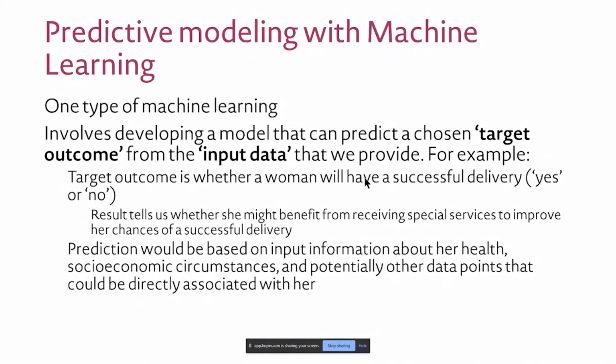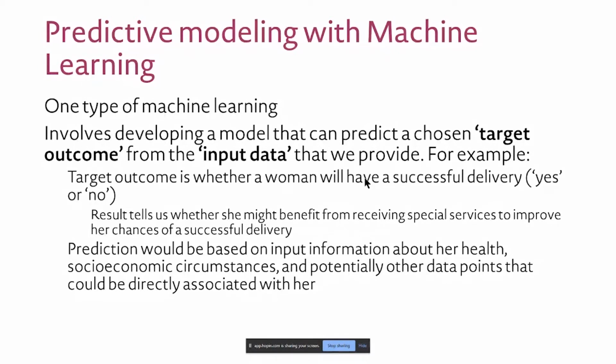So if the answer to the question successful delivery, yes or no, would be yes, we will say that that woman likely doesn't need any special intervention. But if the answer is no, that would tell us, oh, there's a high risk of that woman experiencing perinatal child death or other complications during delivery. So is there something we can do to turn the odds and make the delivery successful?